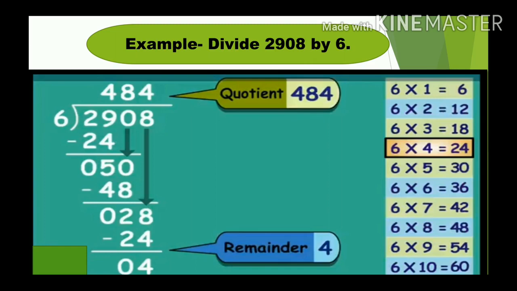Now 6 4s are 24 and it is less than 28. So we'll take it because 6 5s are 30, which is greater than 28. That's why we'll take 6 4s are 24. Now after that we have to subtract. After subtracting we get 4 as the remainder and 484 as the quotient. This is how you have to do the division of long term with remainder.